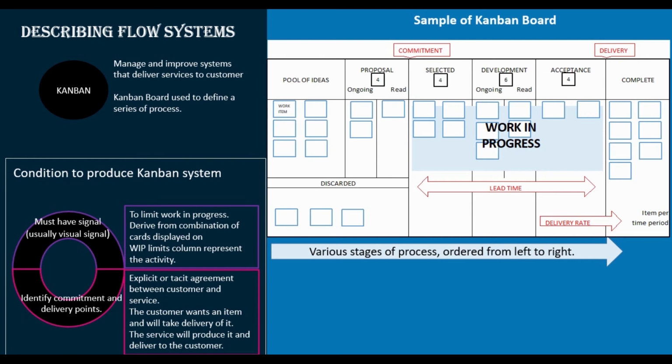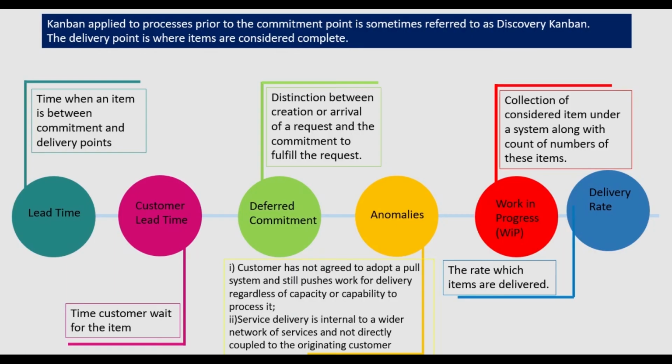So from the acceptance to the completed stage, it will usually be used to calculate the delivery rate, and the work in progress, which is selected, development and acceptance, is considered the work in progress area. Applied to a process prior to the commitment point, it is sometimes referred to as a discovery Kanban. So the delivery point is where items are considered completed.